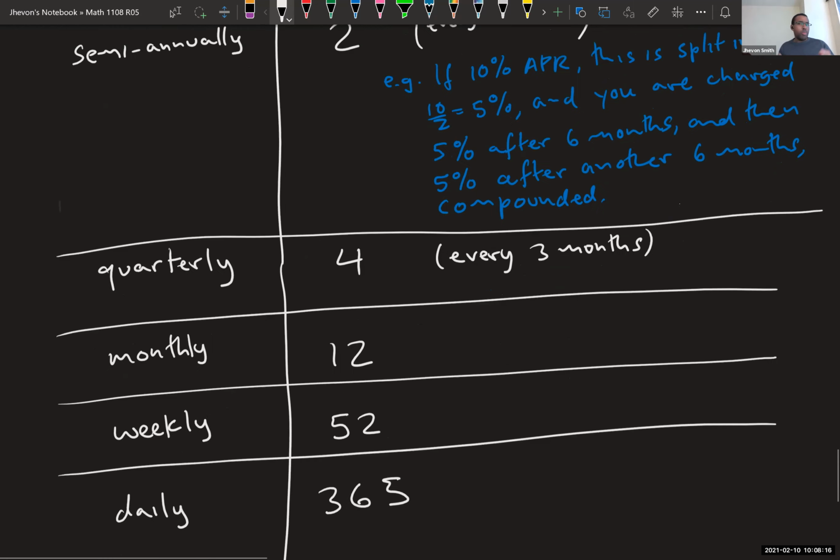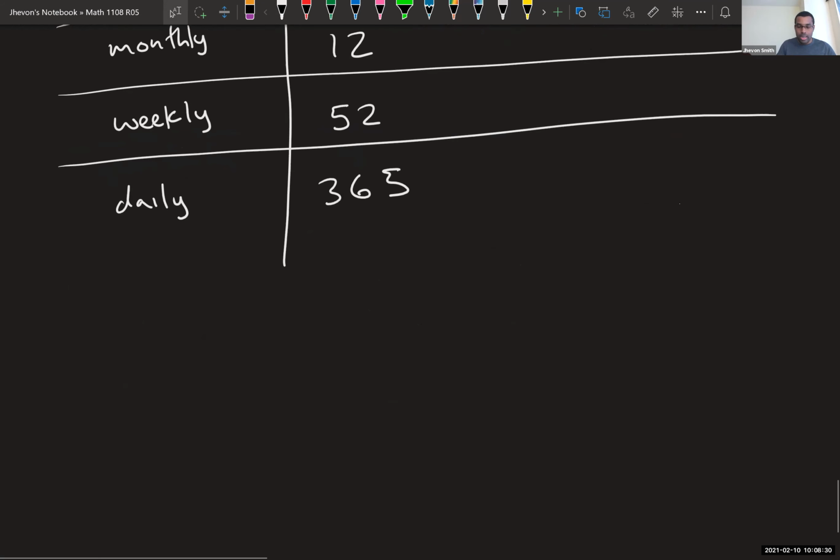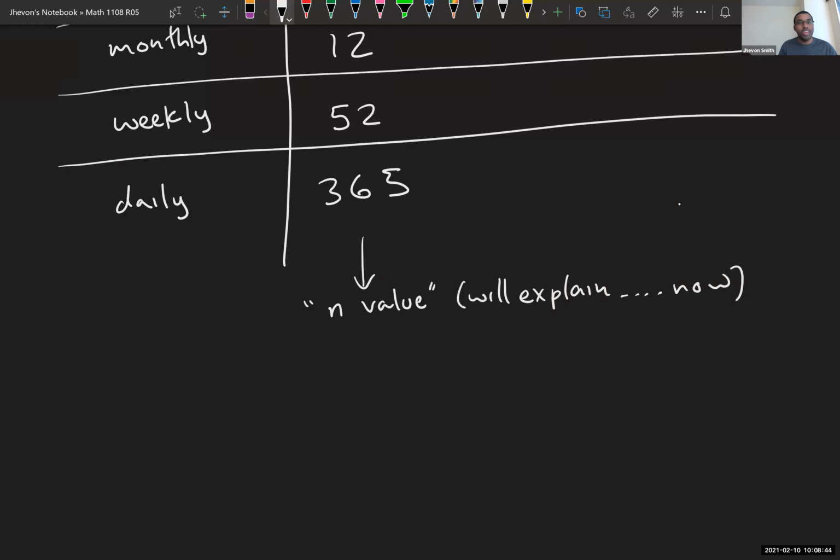So I can say, compounded monthly, and you should know, oh, I need to divide the APR by 12, and that's what they're hitting me with, 12 times per year. Or you can take this to mean the N value. We'll explain later. Well, now, we'll explain now.